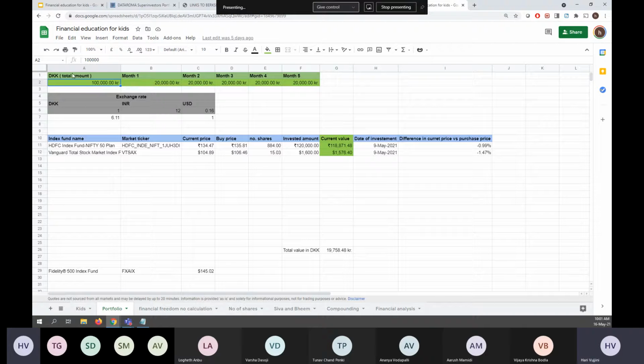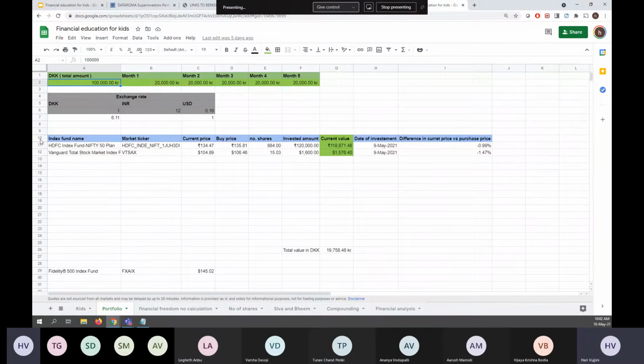So here, what I have done is I had an option. We have 100,000. I can invest it in one go, or I could split it into multiple months. The reason I am splitting, can anybody guess why I want to split it into multiple months rather than investing it in one go?